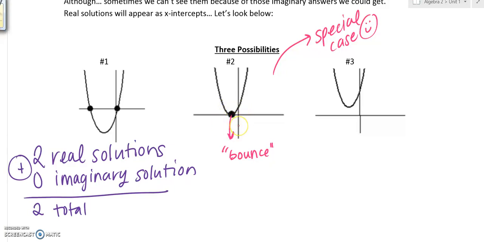This is a special case because even though it only looks like there is one real solution, we actually have 2 real solutions. That's why it's kind of rare. And if we have 2 real solutions, we have 0 imaginary.